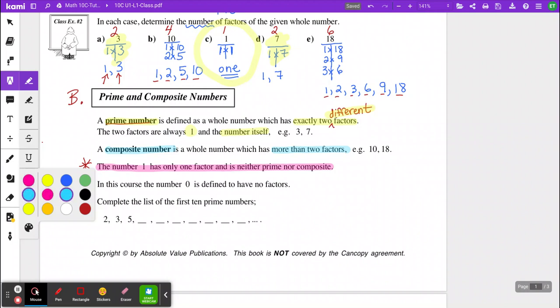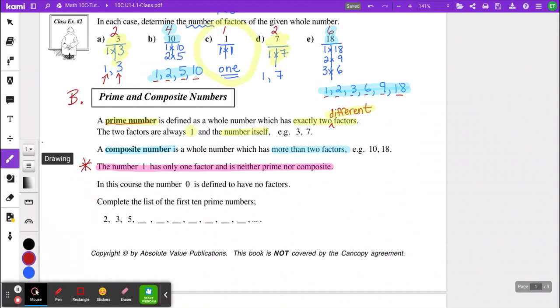But looking at composite numbers, they have more than 2 factors. If we look at 10, there are 4 factors. If we look at the number 18, there are 6 factors. So those would be composite numbers. In this course, we also talk about the number 0. 0 is defined as having no factors, but it is always considered positive. So it's considered to be a positive value.